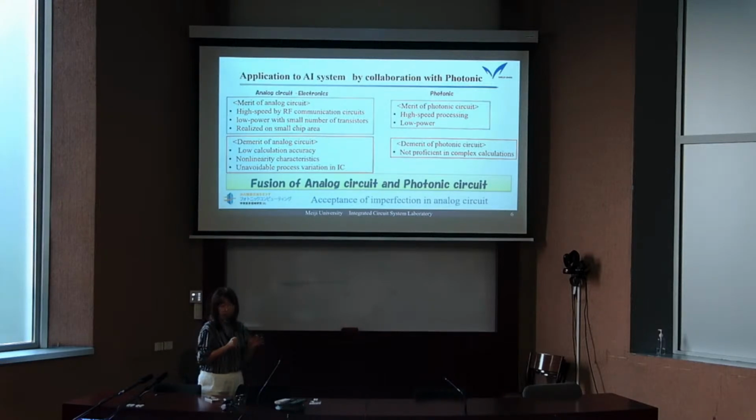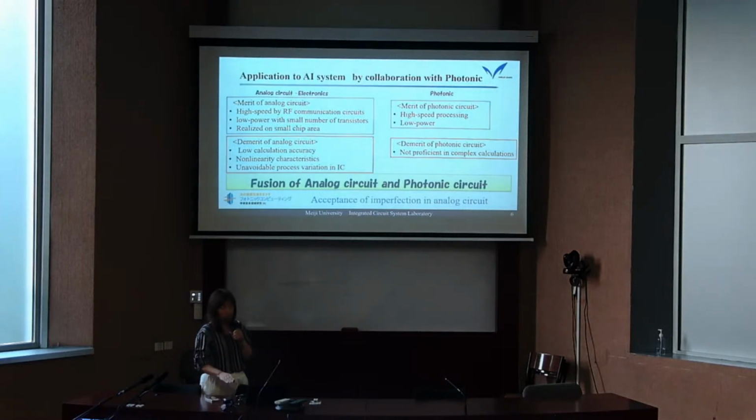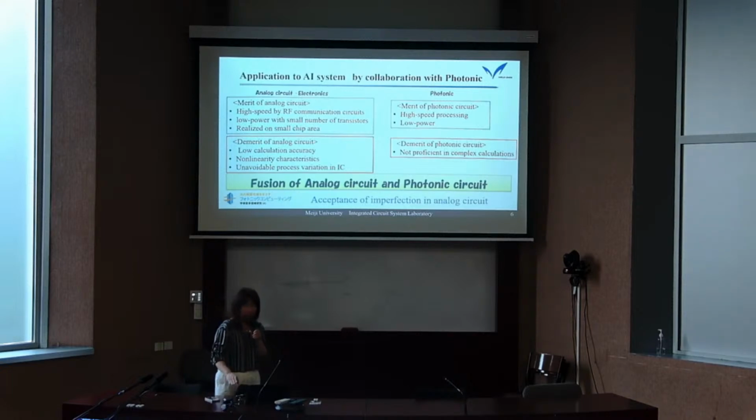So now we compare electronics and photonics. Both of them have merits and demerits. First, on the left side, analog circuit. The merit of analog circuit is very high speed operation by RF communication circuit, and with low power, small number of transistors. And it can be realized in a small chip area. But the demerit of analog circuit is low calculation accuracy, and it has nonlinearity characteristics, and also when realized in IC, unavoidable process variation is there.